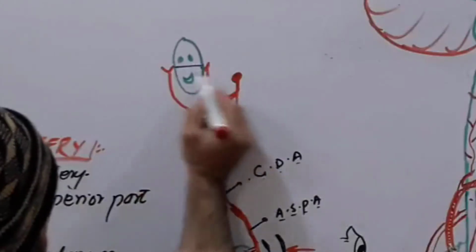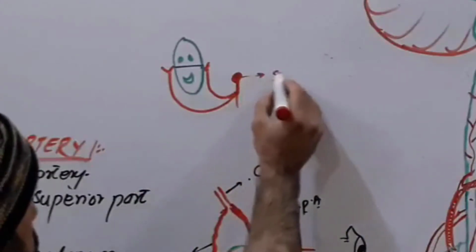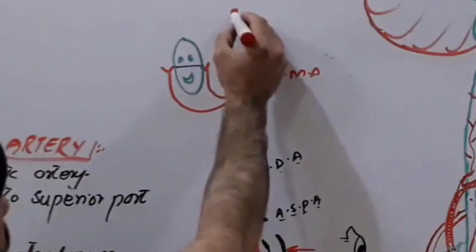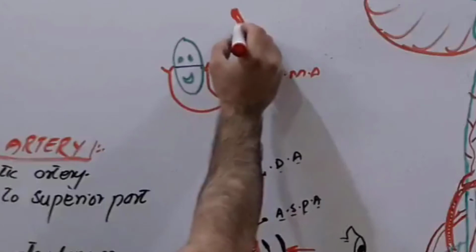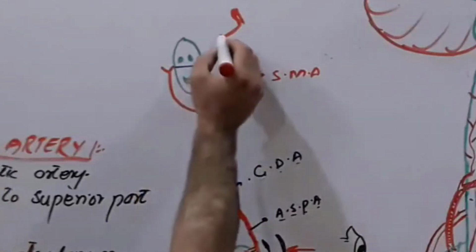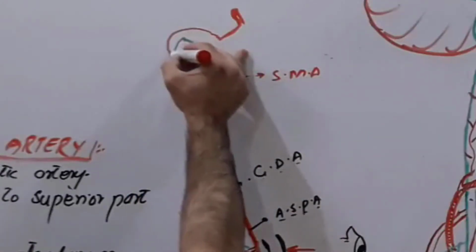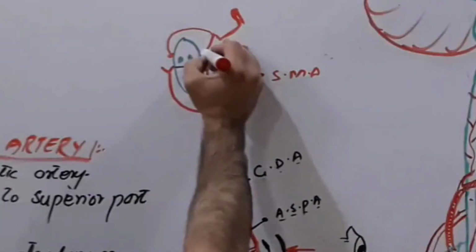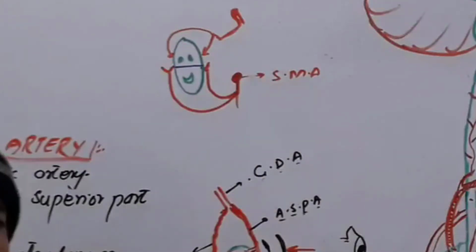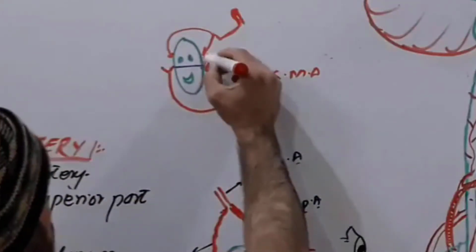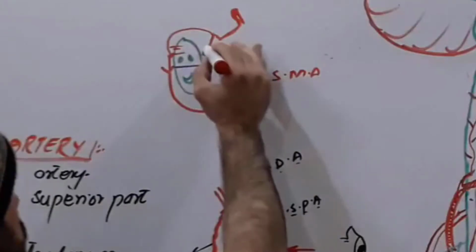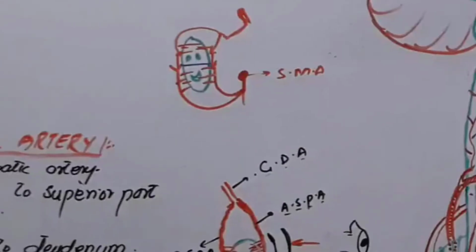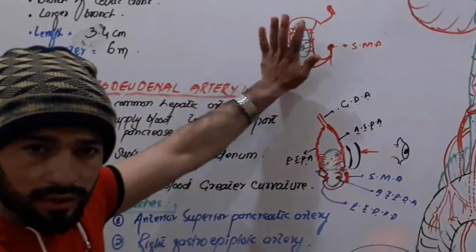So the inferior part of the pancreas is receiving its blood supply from the superior mesenteric artery. And here is our celiac trunk. From the celiac trunk there is the common hepatic artery, and from the common hepatic artery there is the gastroduodenal artery, and from the gastroduodenal artery there is a posterior superior pancreatic artery, and there is a superior anterior pancreatic artery. So they make anastomosis like this and give branches to the superior part and to the inferior part of the pancreas. I hope you understood this.